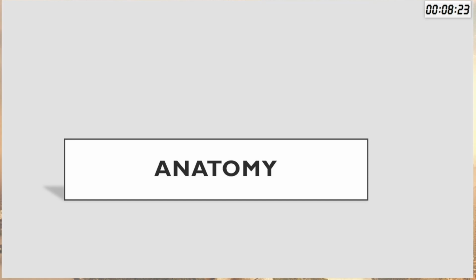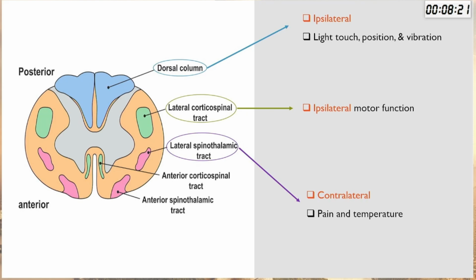just a reminder about the applied neuroanatomy and the tracts that we rely on when we monitor the physiological activity during the operation. We have three tracts. Two ascending tracts: the dorsal column, which carries ipsilateral light touch, position and vibration sense, and the lateral spinothalamic tract, which carries contralateral pain and temperature sensations. And we have the descending tract, the lateral corticospinal tract, which carries ipsilateral motor fibers to the anterior horn cells.